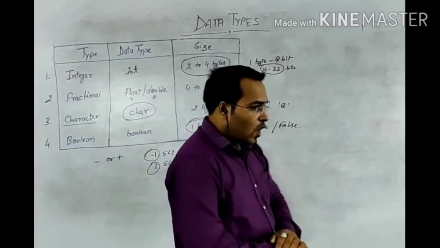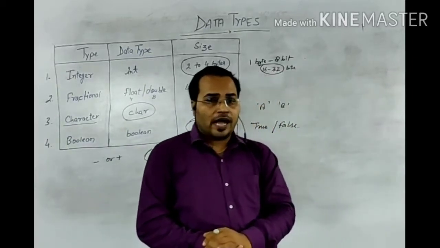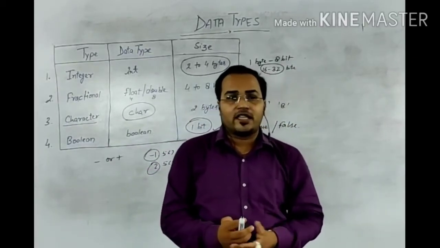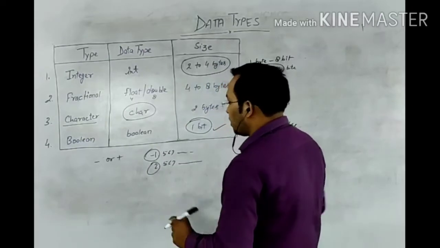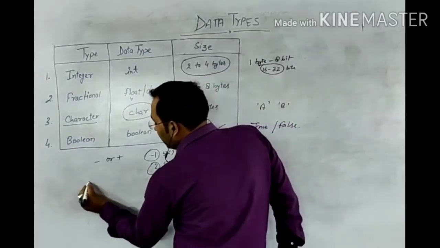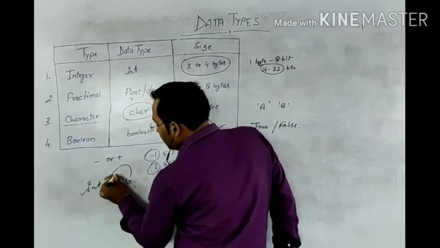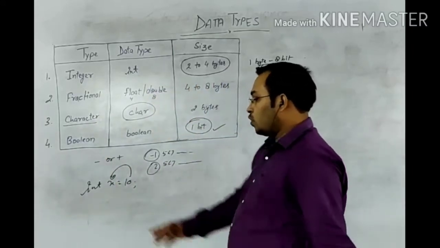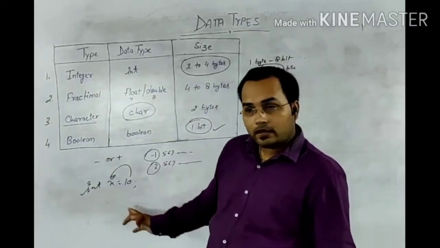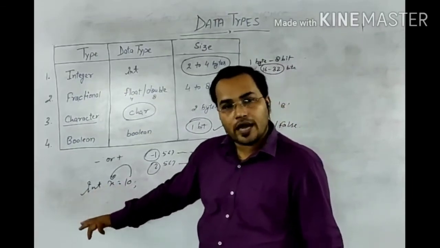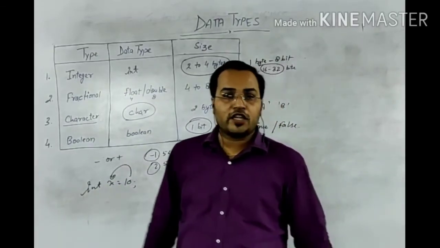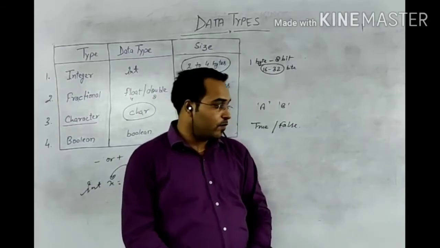Now next one is operators. I think I taught you how to initialize a variable. For initialization, int x is equal to 10. That means 10 is initialized to x. The value 10 is assigned to x. So this is called initialization of any variable.